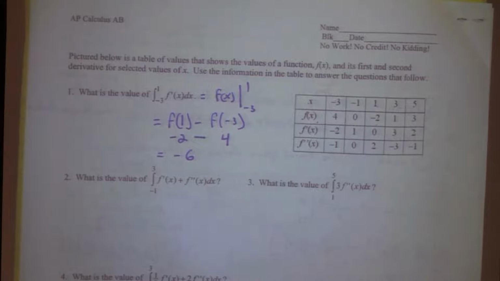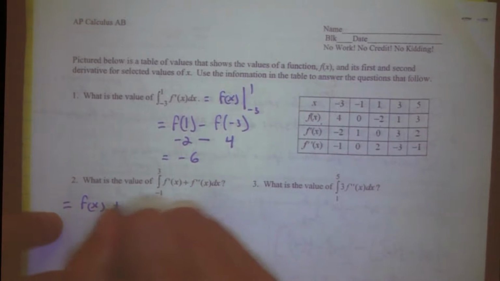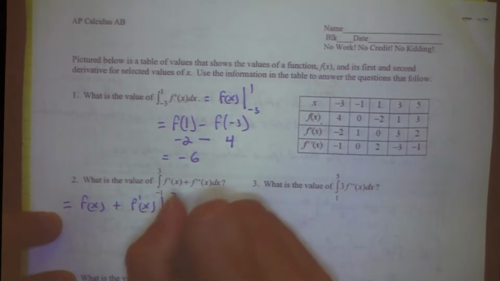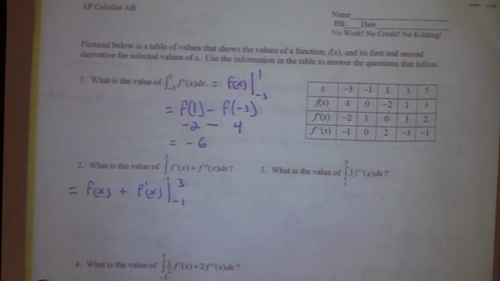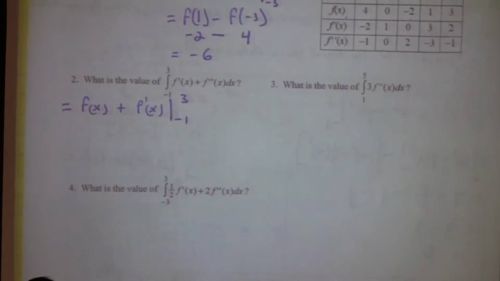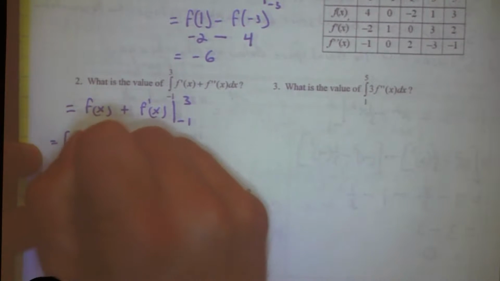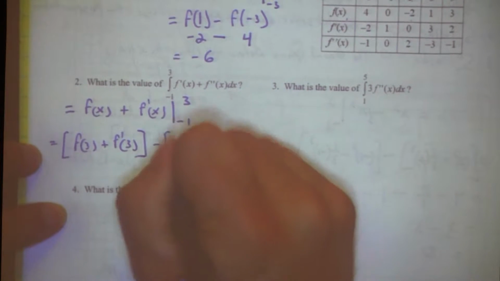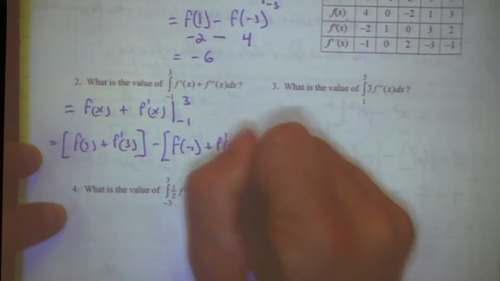Alright, how about number 2 down there? What would we end up with there for the antiderivative? F of x, good, plus f prime of x, and we're going to evaluate that from -1 to 3. You with me? Is everybody okay? So this is really going to become f of 3 plus f prime of 3 minus f of -1 plus f prime at -1.